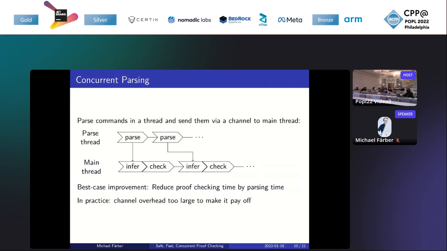Let me first consider concurrent parsing. In concurrent parsing, we have a thread that is dedicated only to parsing, and whenever it has parsed a command, it sends it via a channel to the main thread, which only has to deal with type inference and type checking. In the best case, we could expect that this reduces the total proof checking time by the time required for parsing. However, as I will also indicate later in the evaluation, in practice, the overhead of sending commands through a channel is too large to make this strategy pay off.